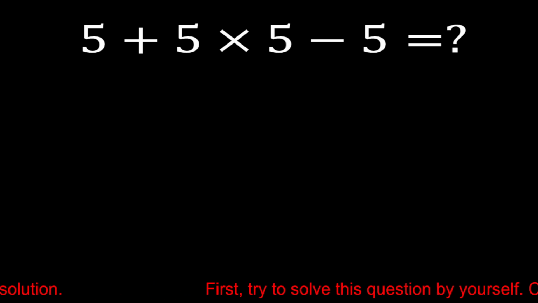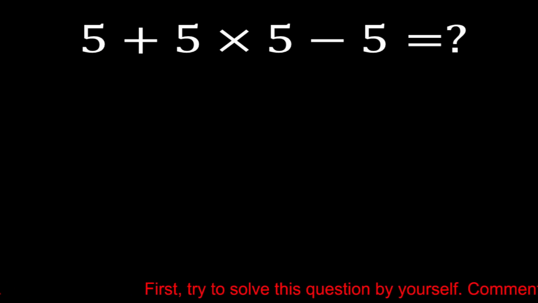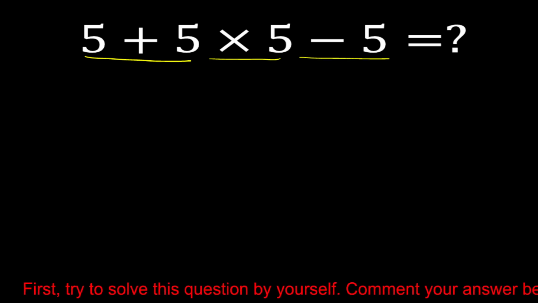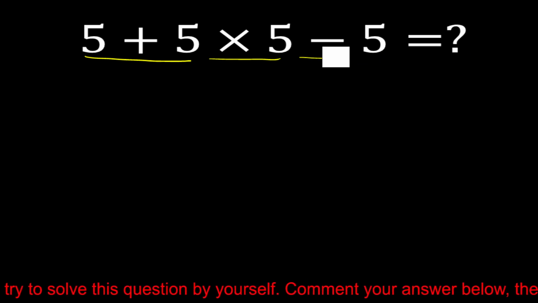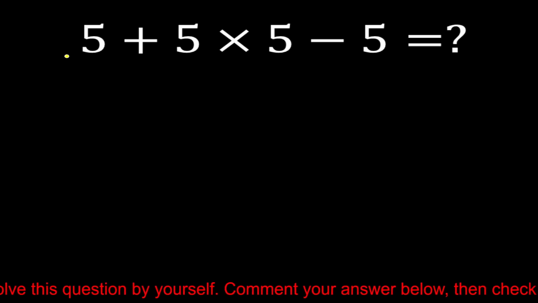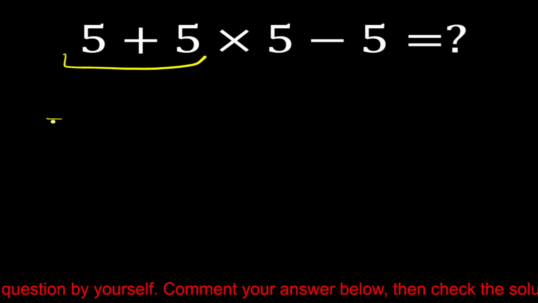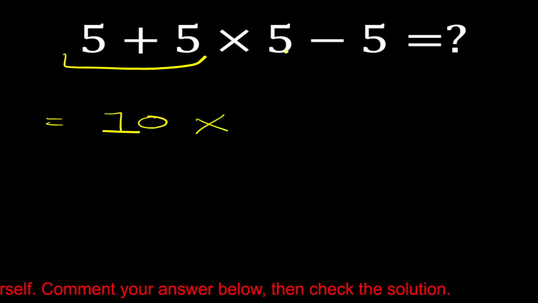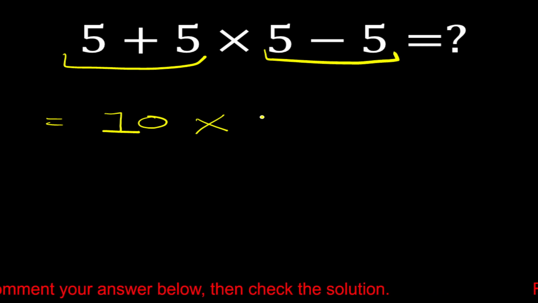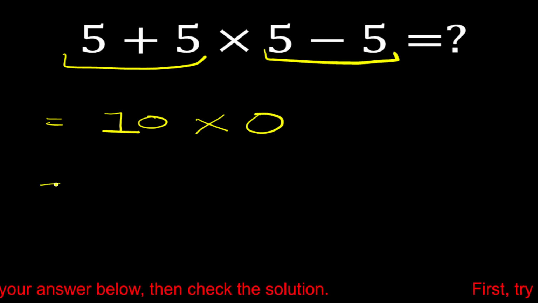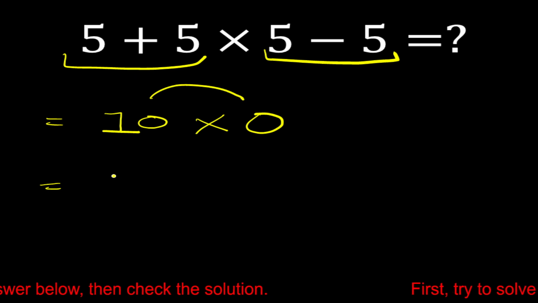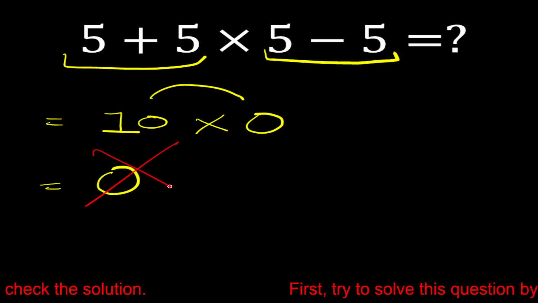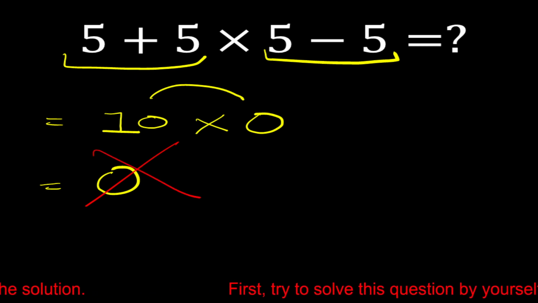So here we have a question: 5 plus 5 multiply 5 minus 5. Most people solve this question like this: 5 plus 5 is equal to 10. Okay, multiply 5 minus 5 is equal to 0. Now 10 multiply 0 is equal to 0. But here they are wrong, because this answer is completely wrong. This answer is not correct.